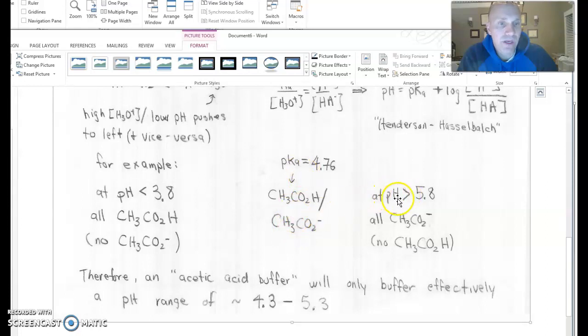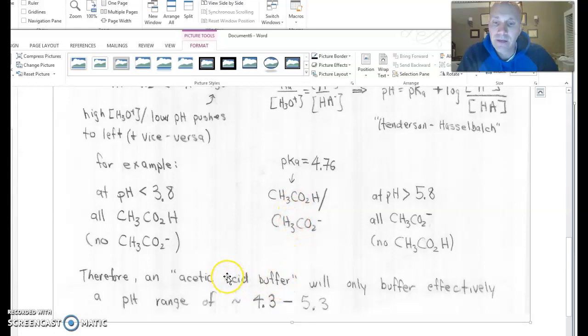All right. Once you get about 1 pH unit higher, you're only going to have the conjugate base. Once you get about a pH unit below that, you're only going to have the acid form. And remember, for it to have that property of being able to absorb either the acid or the base, you have to have both of those.